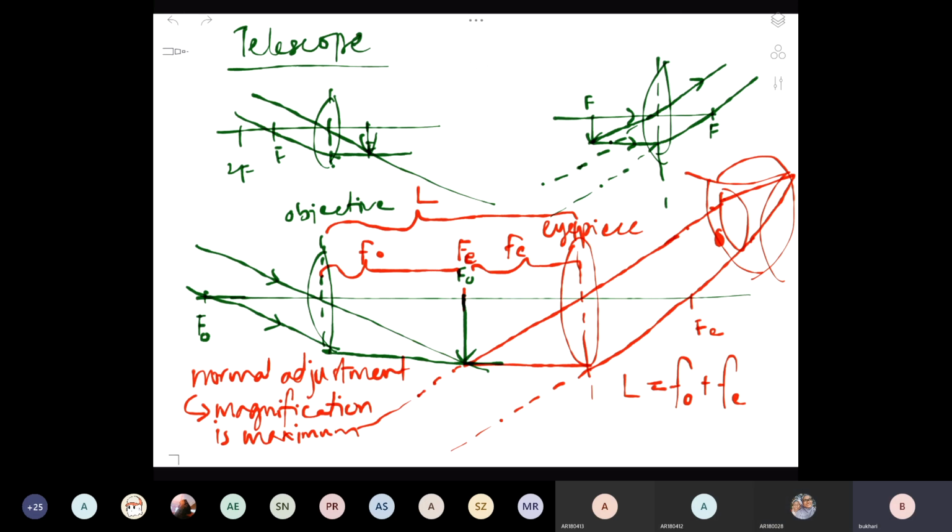Okay, good. One more thing I need to explain here is magnification. The formula for magnification is FO over FE. This is important in calculation. Please jot it down also.